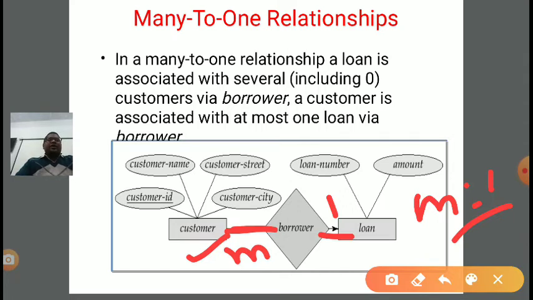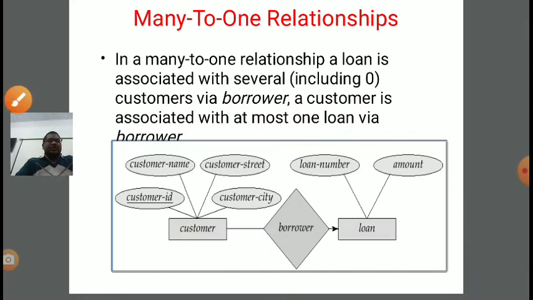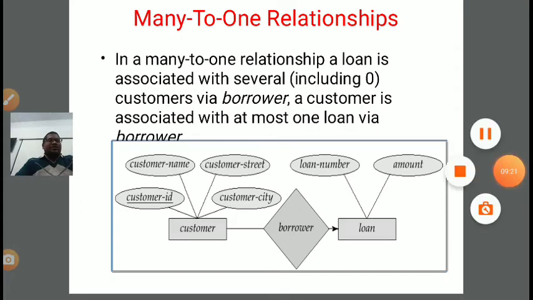So in a many to one relationship, a single loan is associated with several, possibly zero, customers via the borrower relationship. A customer is associated with at most one loan via borrower. Clear to all of you? So this is the many to one relationship.